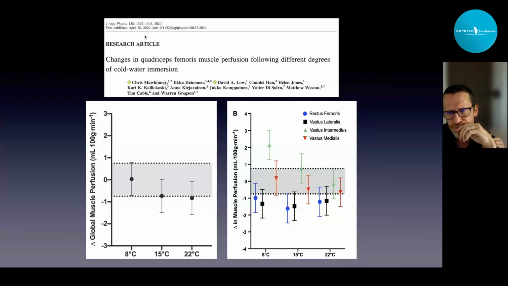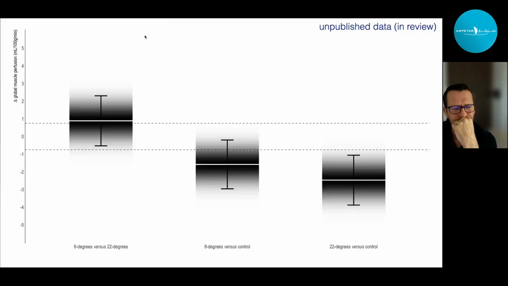At the opposite spectrum, if you look at 15 degrees C, if you look at the blue and the black lines, which are the femoris and the lateralis, you can see that they were starting to move below this zone. So we were starting to see a move towards a clinically important reduction in flow in these more superficial muscles. Really interesting that we don't see an overall global change, but we see individual muscle changes, with an increase in the deeper muscles and a reduction in the more superficial muscles.